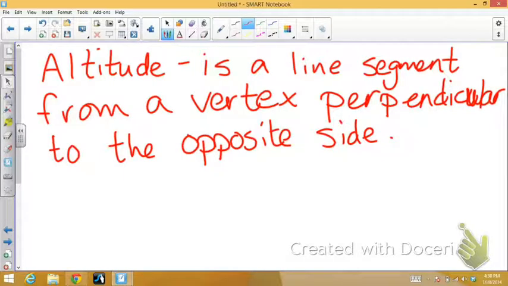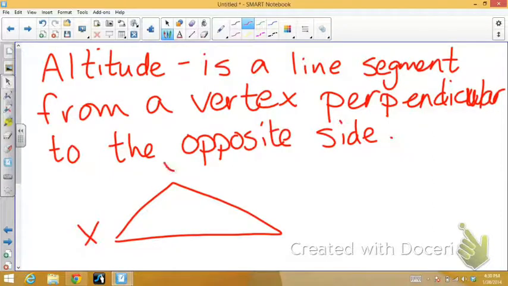So let's say I have any random triangle. And again, I'm going to label it this time. Let's do XYZ. It doesn't have to be ABC. So an altitude is a line segment from a vertex. When we say a vertex, we mean one of these pointy parts. So that point perpendicular to the opposite side. So I can't just draw a line anywhere because that's not necessarily at a right angle. We want this to be at a right angle. So specifically, I want it to go straight down at a right angle.